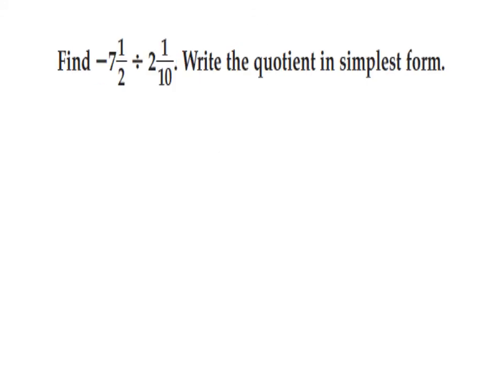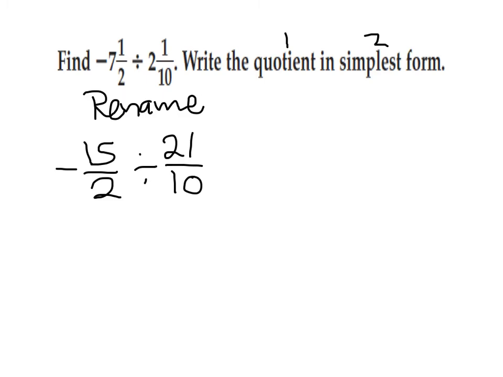Let's continue on doing quotient in simplest form. We've got an extra step here with our mixed numbers. That means we're going to rename. Okay, I renamed our mixed numbers to 15 over 2, that still remains negative, and 21 over 10, and we still have a division problem. Now let's continue on with changing our division into a multiplication. That gives us negative 15 over 2 times the reciprocal of our second, which is 10 over 21.